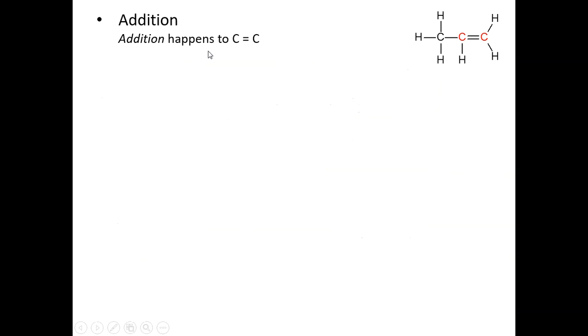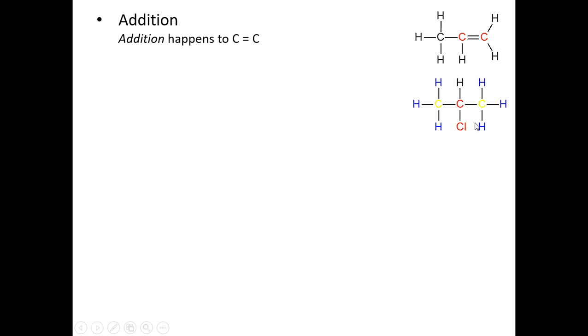Addition. Addition reactions happen when we have a carbon-carbon double bond, so an alkene. Remember, each carbon must have 4 bonds. So if I break the double bond to only get a single bond there, I only have 3 bonds, which means I can add on a 4th atom or group to this red carbon as well as to that one.